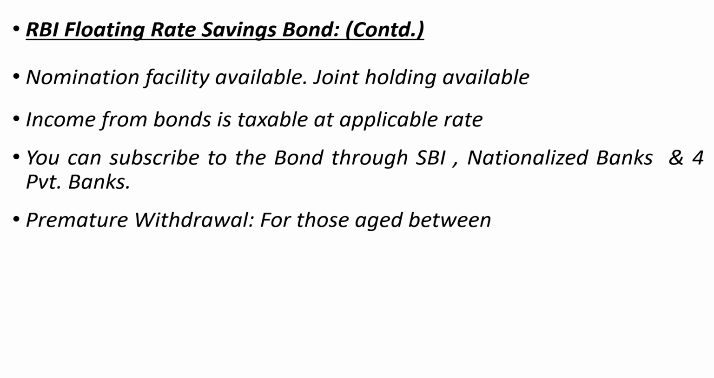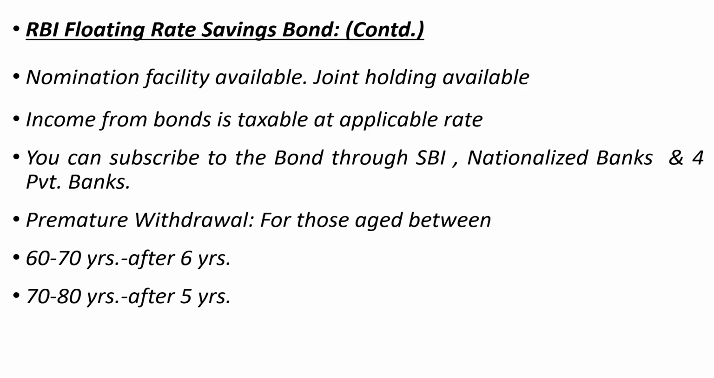Premature withdrawal is allowed for those aged between 60 and 70 years after the 6th year of investment. Aged between 70 and 80 years, after the 5th year of investment. Those who are above 80 years can prematurely withdraw the amount from the bond from the 4th year of investment.